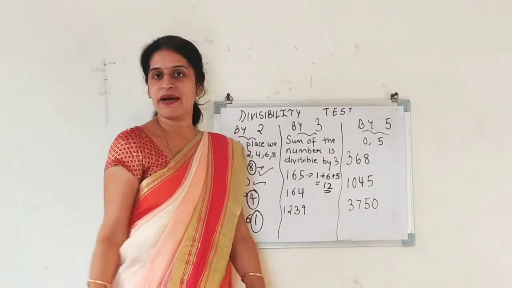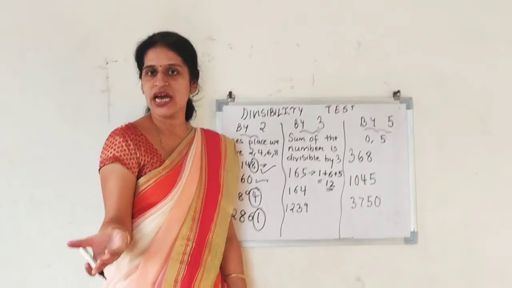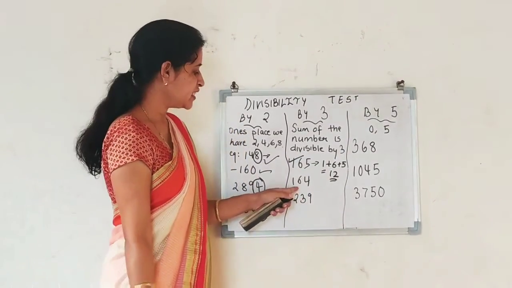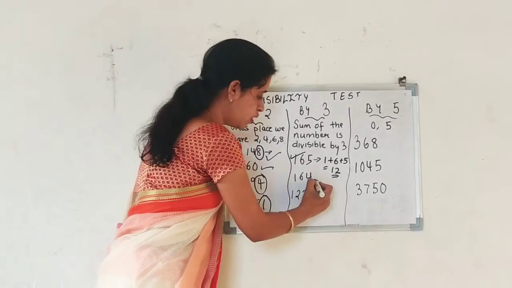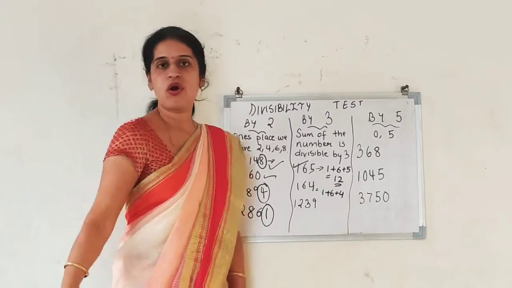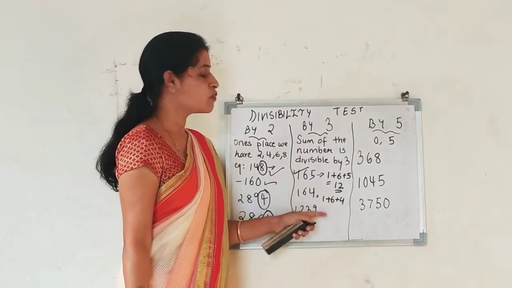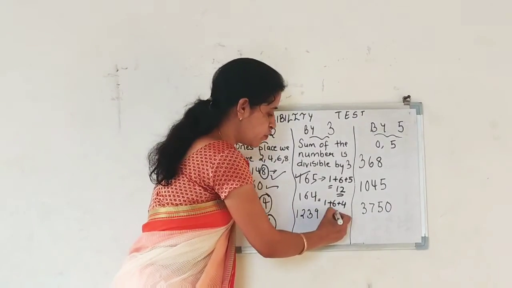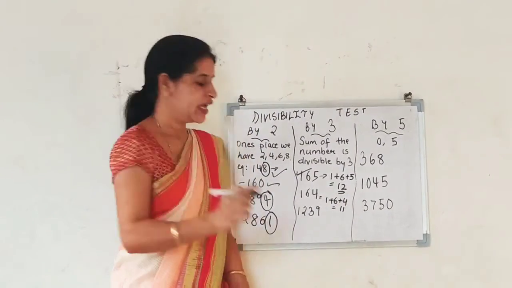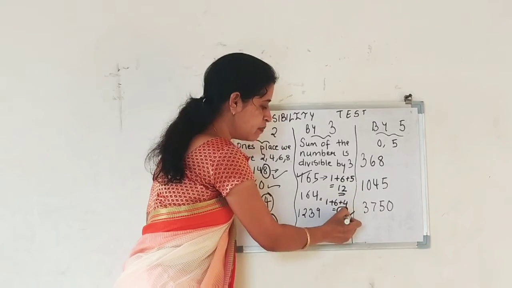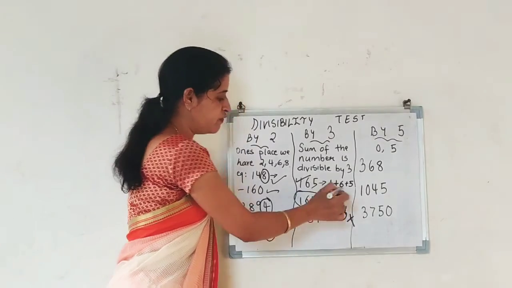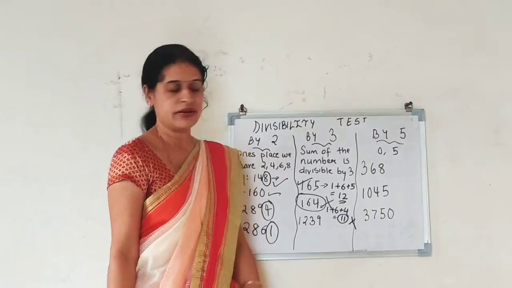Is 12 divisible by 3? Yes, 3 fours are 12. So this number is divisible by 3. Let's see the number 164. Let's find the sum: 1 plus 6 plus 4. 6 plus 1 is 7 and 7 plus 4 is 11. Is 11 divisible by 3? No, 11 is not divisible by 3. It means 164 is not divisible by 3.